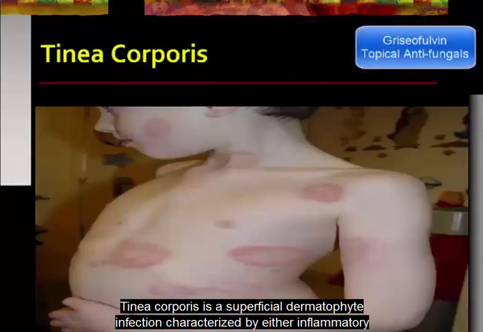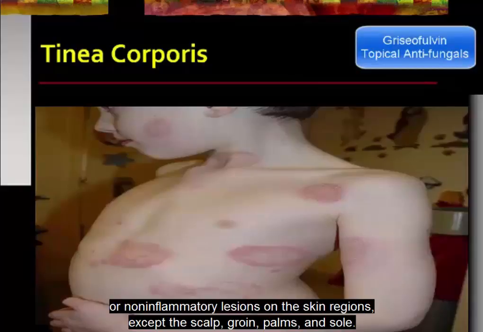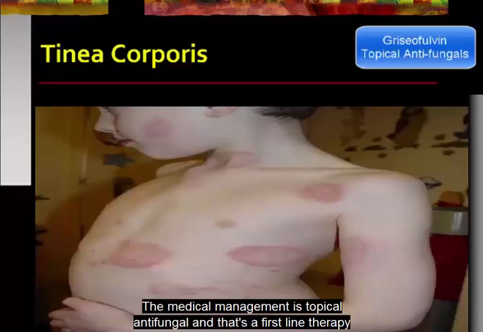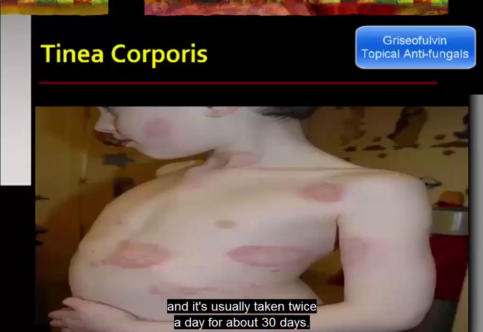Tinea Corporis is a superficial dermatophyte infection characterized by either inflammatory or non-inflammatory lesions on the skin regions except the scalp, groin, palms, and soles. The medical management is topical antifungal, which is first-line therapy, and it's usually taken twice a day for about 30 days. Systemic griseofulvin is indicated if topical antifungals are ineffective.